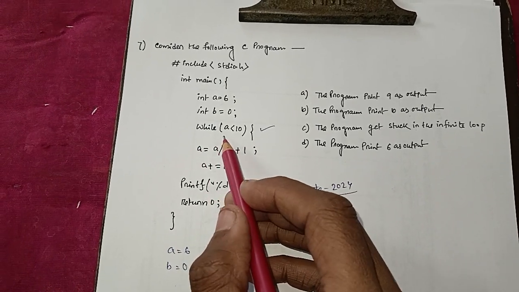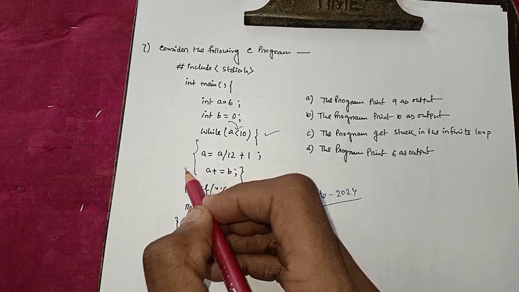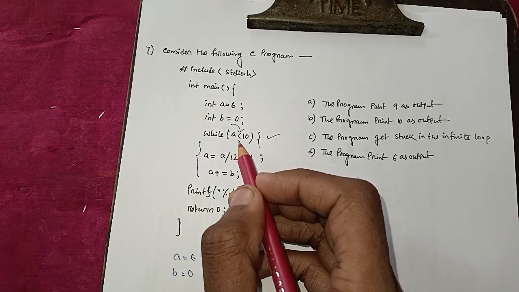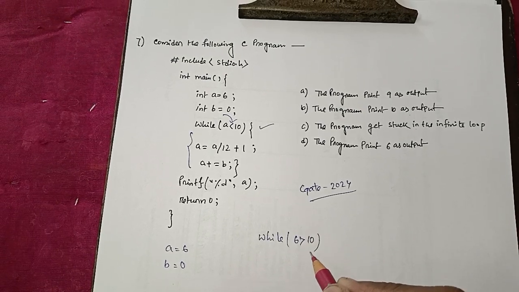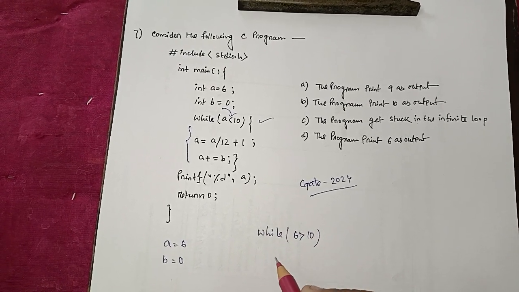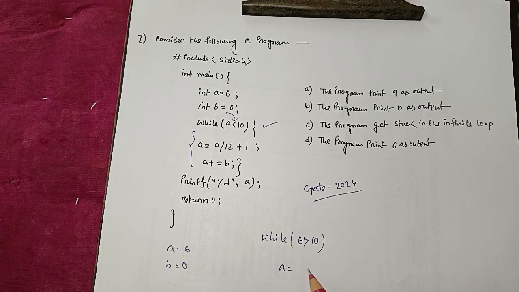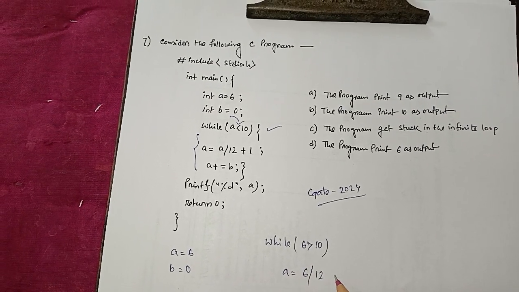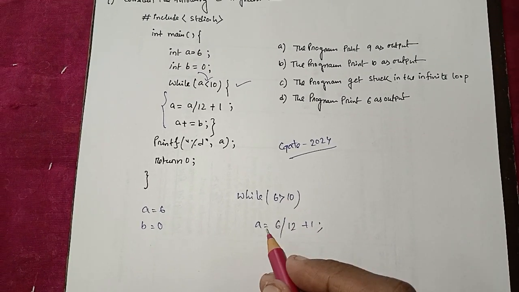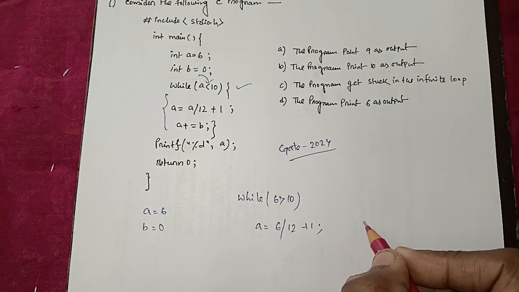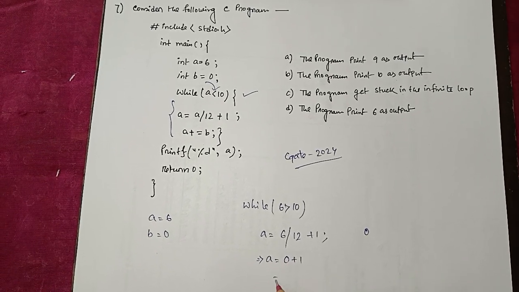The while loop first takes up the condition. If the condition is true, then the body of the while loop is executed. So the value of a is 6, and 6 is less than 10, so the condition is true. Then control comes to the body of the loop. So a is assigned a = a % 12 + 1. We know that the modulo operator gives the remainder. If we divide 6 by 12, it gives the remainder 6, so we get a = 6 % 12 + 1 = 1.